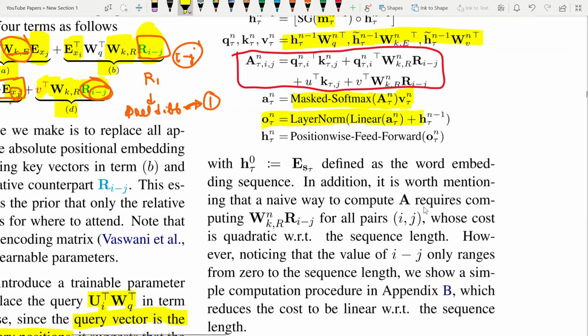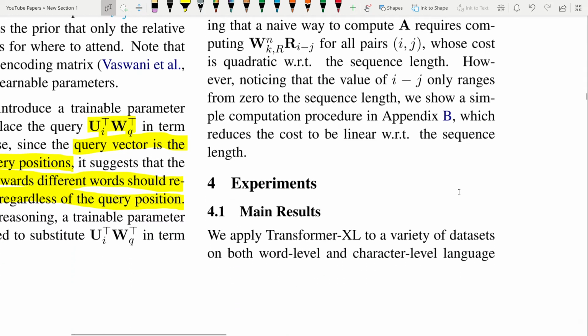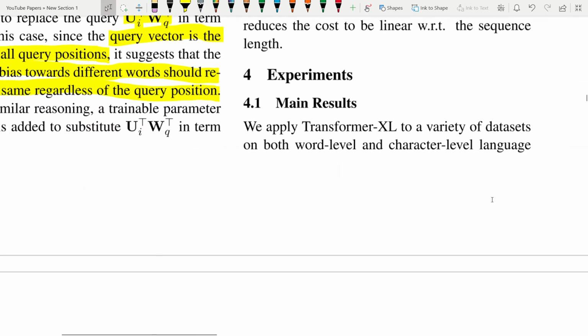So there is a linear layer onto which it gets added, and there is a layer norm. Then there is another feed forward layer. All right. So fine. Okay, so this is all.